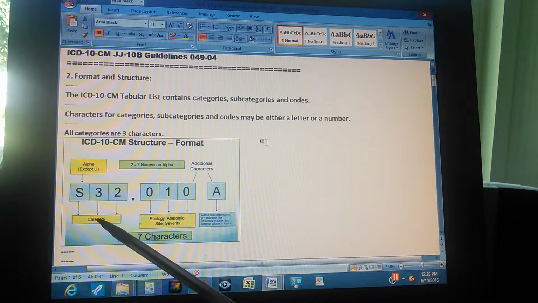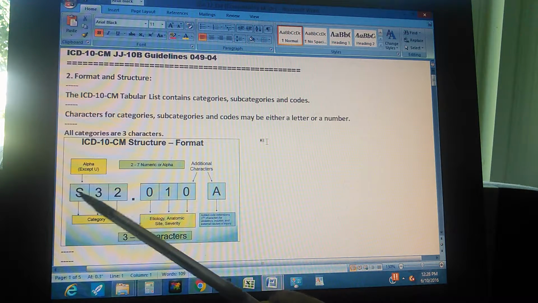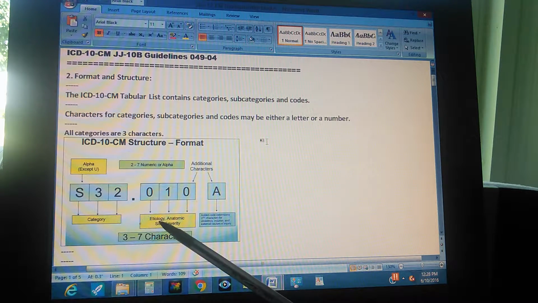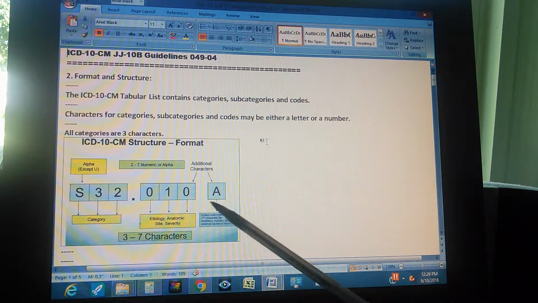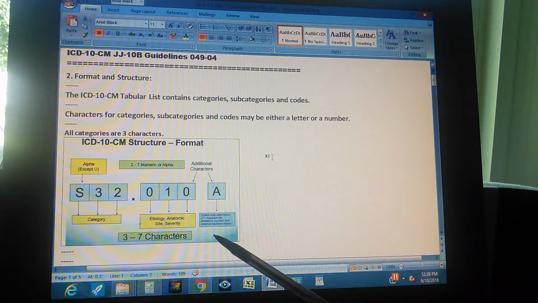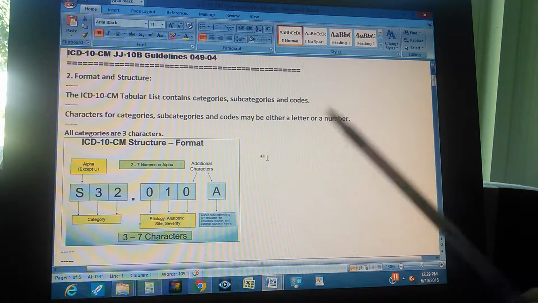The first three are the categories, and the first one is alpha, except the U. That's the rule. And then the next three describe the etiology, which means the origin of the disease, the anatomic site, which means where in the body it is, and the severity, which means how bad it is, right? And then the last additional code, or the seventh character, as we read here, says added code extensions of seventh character for obstetrics, injuries, and external causes of injury. Okay, so this is basically the structure of all the ICD-10 codes.